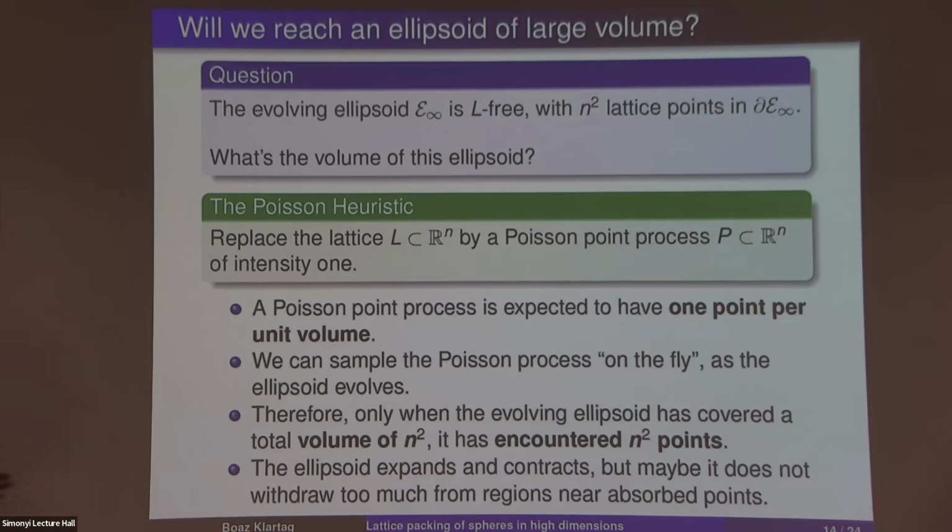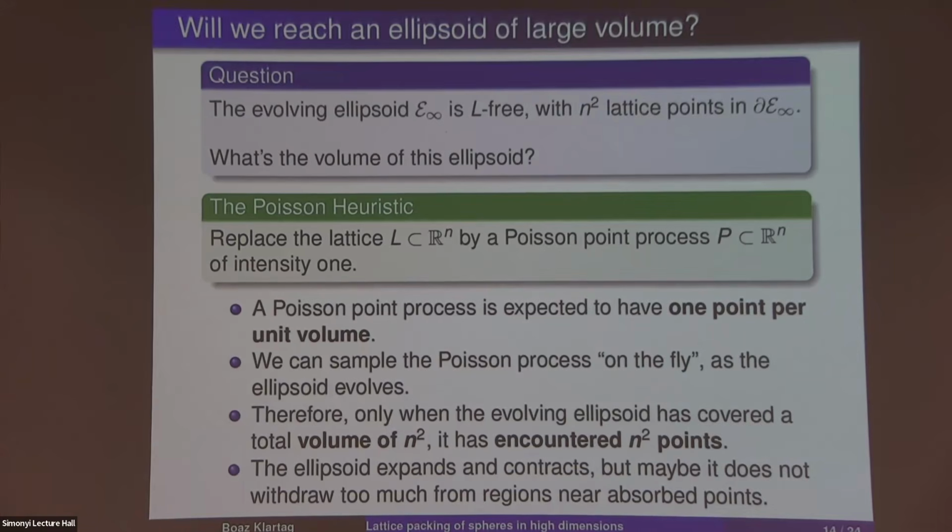Therefore, if the evolving ellipsoid needs to encounter n squared points from the discrete set, then in the Poisson case, in order to encounter n squared points from the Poisson process, you need to cover a total volume of at least n squared. You will not get so many contact points unless you cover that much volume. So this is our heuristic for why we should expect that a reasonable process will reach volume n squared.